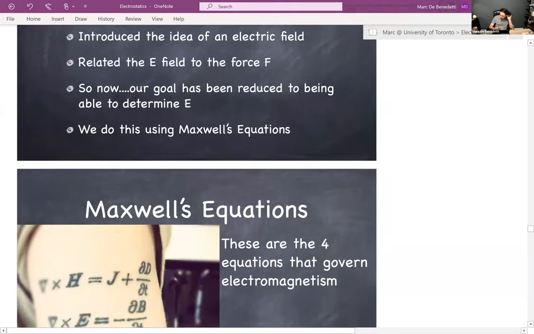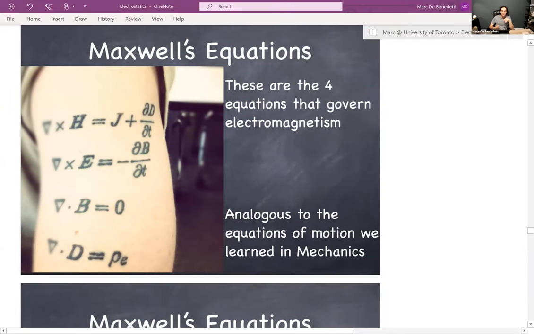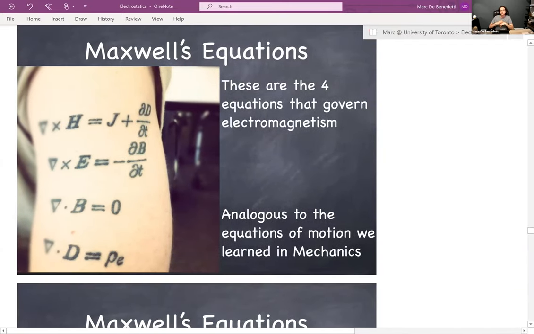All right. So now it's time to introduce the idea of Maxwell's equations. There are four equations that govern the entirety of the field of electromagnetism. Now, you're sort of used to these, the notion of governing equations, although they may not have been called governing equations. F net equals ma is a governing equation of motion. It's one of the governing equations of motion.